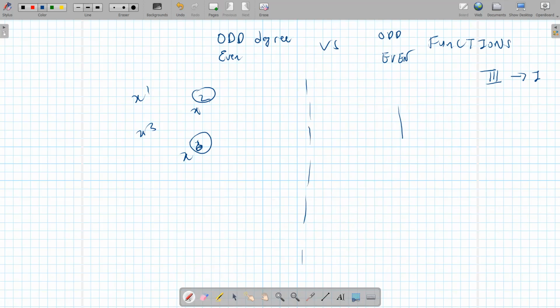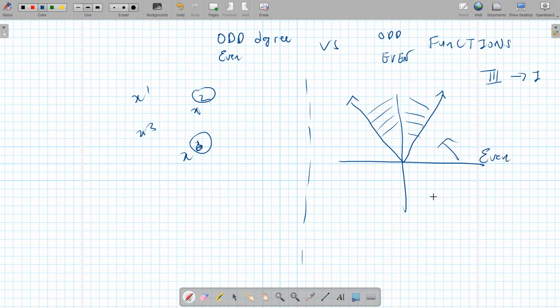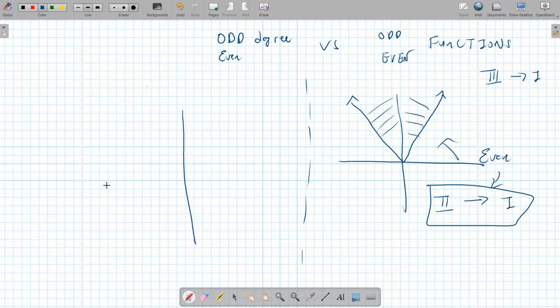You could get something like this. This is not a polynomial. This is something called an even function. Why is it even? Because there's a mirror on the y-axis. So whatever you have in quadrant 2, you have the same thing in quadrant 1. That's an even function. And then odd is 3 to 1, though it doesn't have to be 3 to 1. It could also be 2 to 4, something like this.